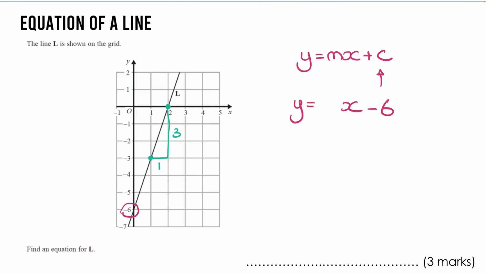And to find the gradient there, you do rise over run, or the change in the y-coordinate divided by the change in the x-coordinate. So here that's 3 divided by 1, which is equal to 3. And that's my gradient. That's going to be y equals 3x minus 6. Just be careful, if the line is sloping downwards, you would take the exact same approach, but the gradient would be negative. So just be really, really careful there. If the line is sloping up, we have a positive gradient, and sloping down, we have a negative gradient.